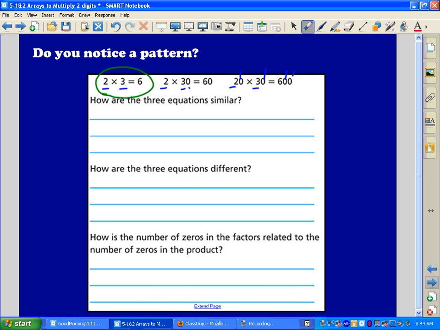2, 4, 6. Okay. So here, in this problem, I've got a 2 times 3. So just blank out this 0 for a second. Forget it's there. So my problem is 2 times 3. And look, I have this 0, so I've got 1 zero. How many zeros do I have in my answer, my product? 1. So this 1 zero comes over here. Now look, again, forget this 0 and this 0. I have 2 times 3, which is my 6. And then this 0 comes here, and this 0 comes here, and I get 600.